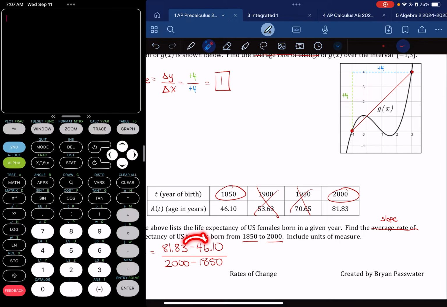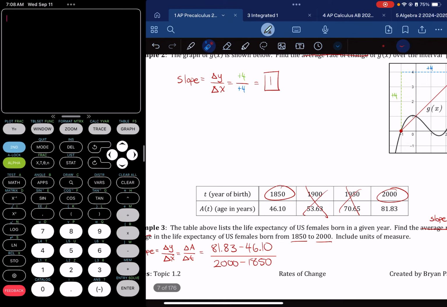If you were to somehow switch the order, if you say 81.83 matches with 1850, you'll get the right answer, except it will be negative. It's like you multiplied the answer by a -1. You'll be like, I got a weird negative slope, even though I should be going up from 46 to 81.83. And that's kind of your clue. You just have to think about the context of the problem.